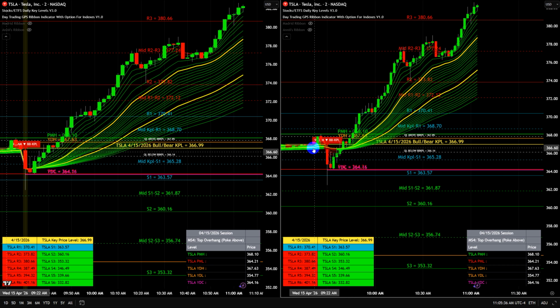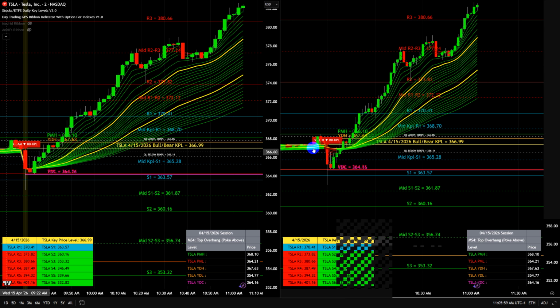Hello, in today's video we'll be taking a look at the stocks ETFs daily key levels V 3.0 indicator on Tesla, and we'll also be looking at the difference between our ribbon indicator, the day trading GPS ribbon indicator that has an option for indexes, and the standard ribbon indicators that you can get for free on TradingView.